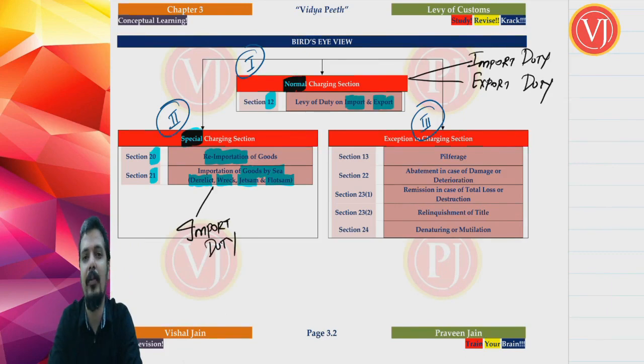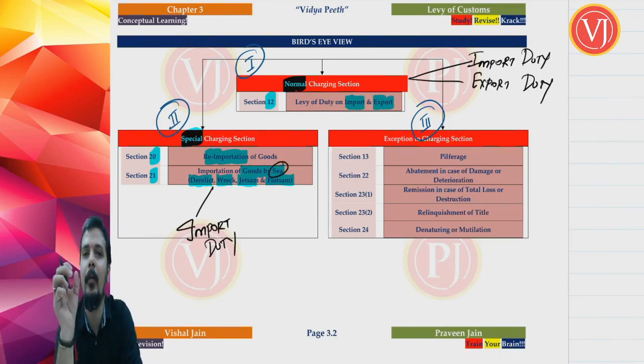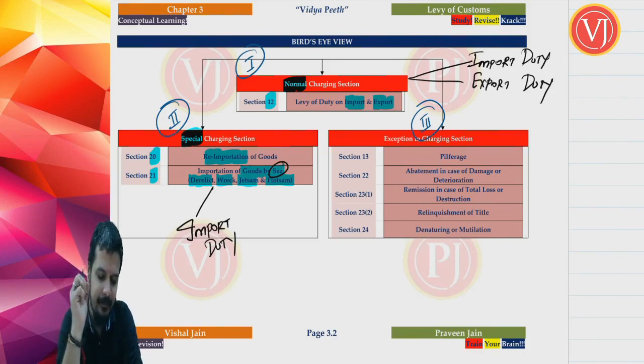Right. Section 20 talks about re-importation of goods. The goods are re-imported. Clarification that import duty will be there even at the time of re-importation of goods. Section 21, friends, talks about importation of goods by sea, special importation. That too only by sea, where you talk about derelict, wrecked, jetsam and flotsam. These are the terms that you have to understand. We will discuss when we are discussing section 21.